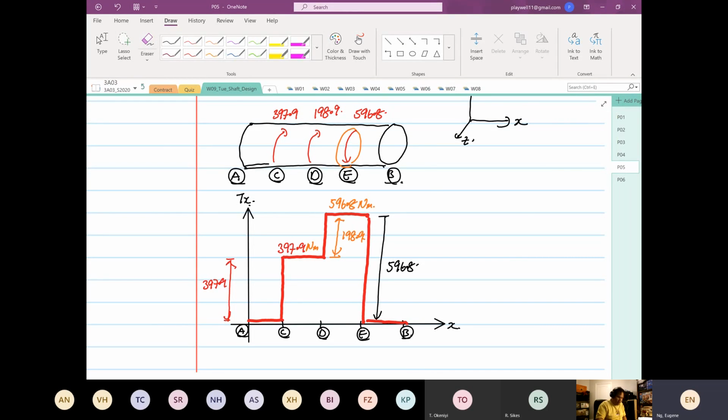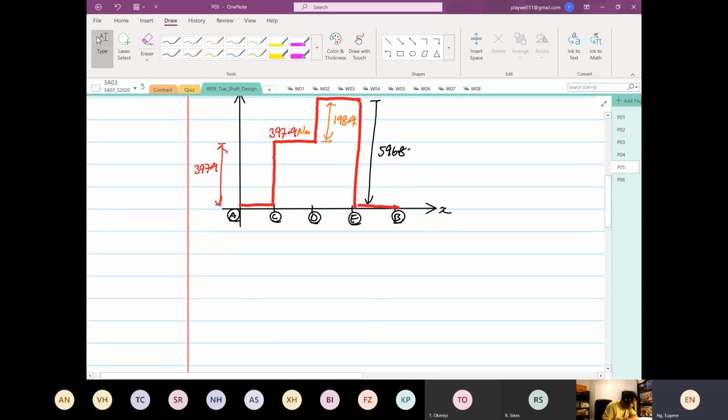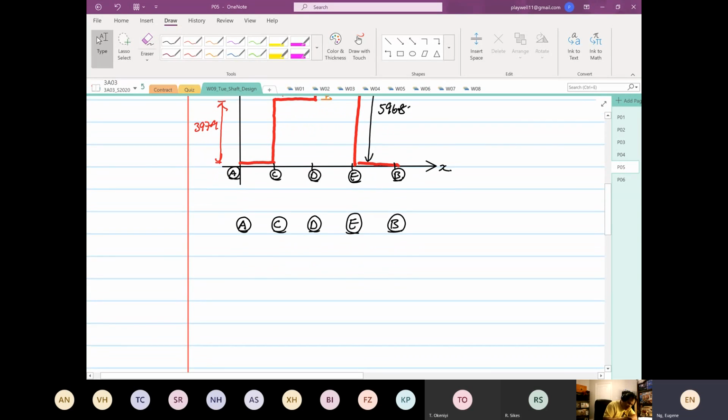From here, we're going to compile everything. We're going to compile position: point A, point C, point D, point E, and point B. Give me another 10 minutes, I'll be done. I know you all cannot wait to get out. So you have torque in the X direction, moment in the Y, and moment in the Z. Let's look at torque in the X first.